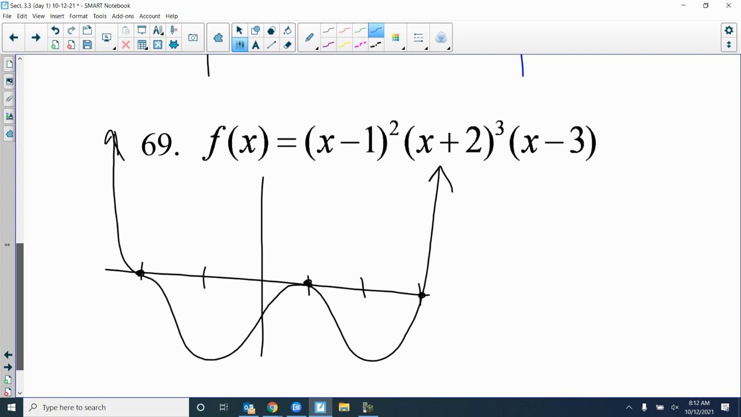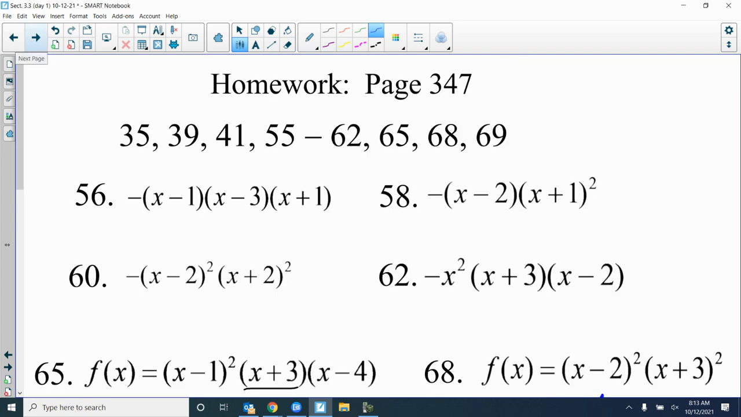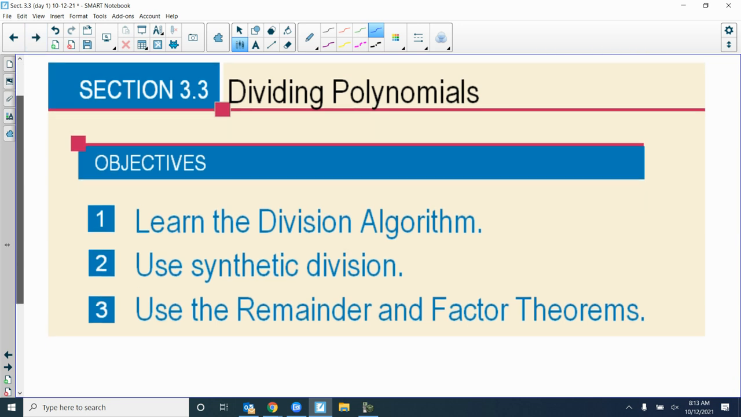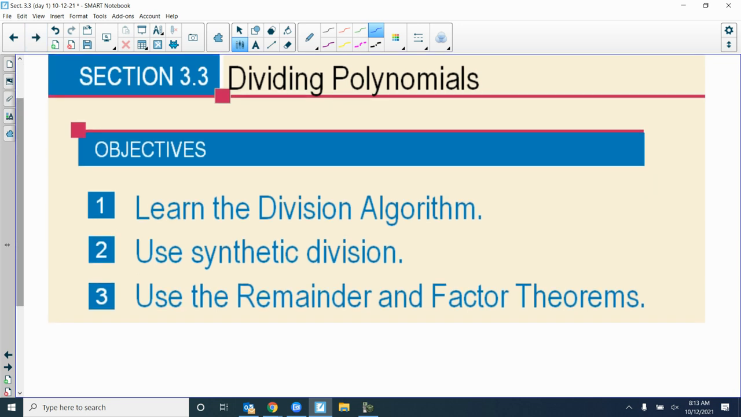All right, questions on any of those? All right, we're moving into section 3.3. I don't have guided notes for this first part of it. We're just going back to old school division. We'll get to the remainder and factor theorems tomorrow.